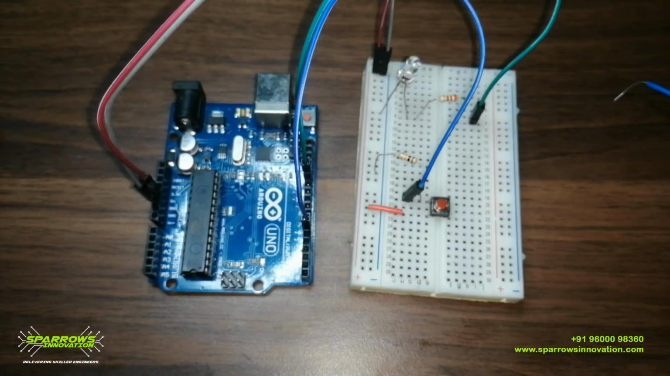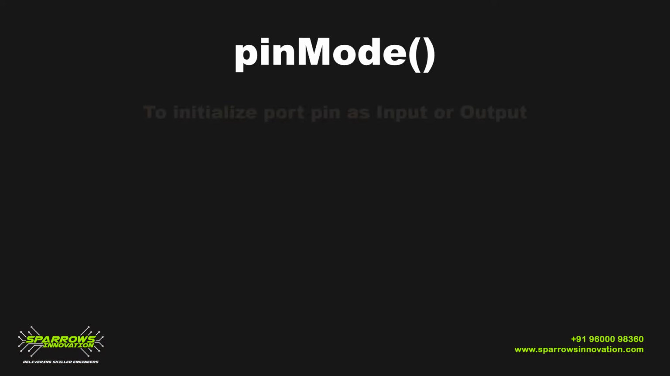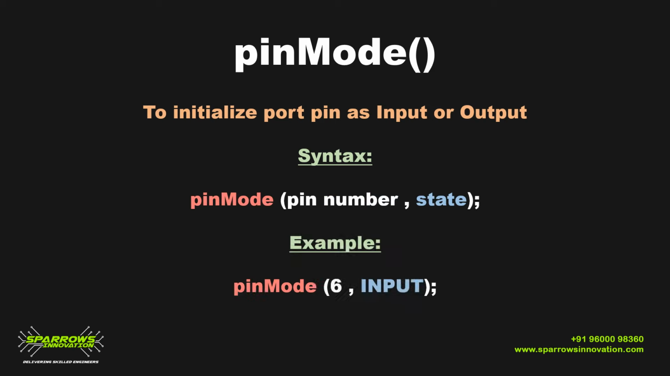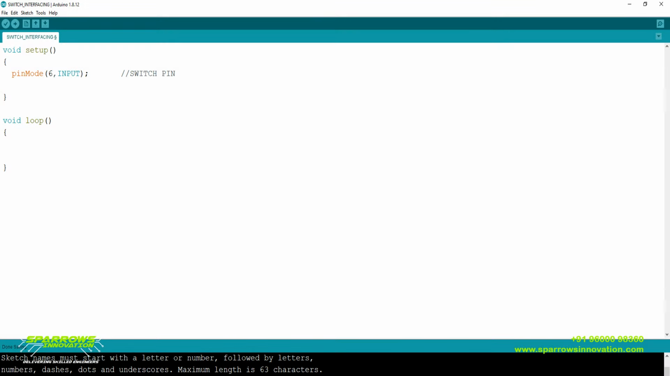Next we are going to do the program. So first we are going to configure the switch pin as input. For that I am going to use the pinMode function. The pinMode function is used to configure the digital pin as either input or output. Here pinMode, my pin number 6 comma INPUT, so that my switch will act as a digital input. In the Arduino program, inside void setup I have to give this pinMode 6 comma INPUT. So now the switch pin will be configured as an input.